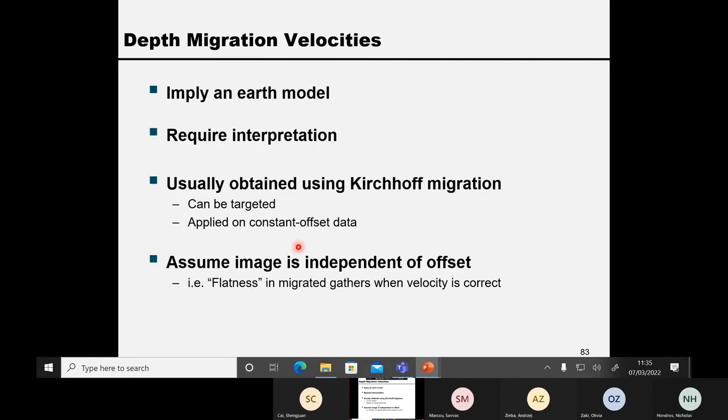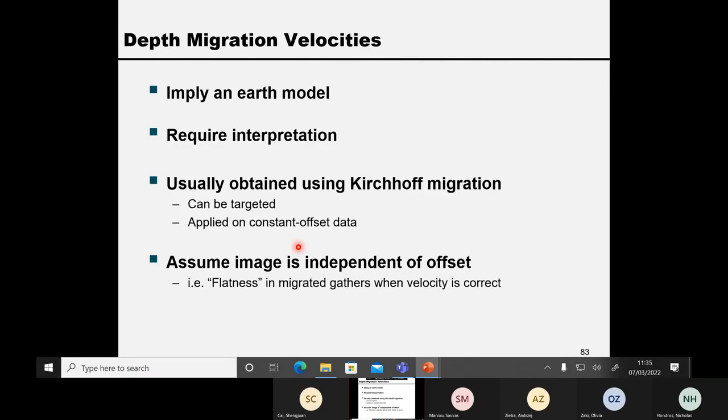In Kirchhoff migration we can generate the image gathers. We can keep the offset information. Remember, I said that. If we keep the offset information, you can see the reflection for the same point, same depth. They are flat or not. If not, it's overcorrected or undercorrected, and then you tune it, adjusting the velocity model. So you do it iteratively.